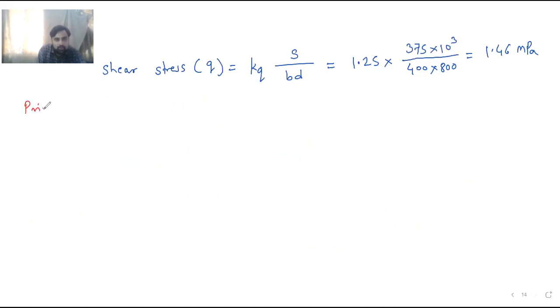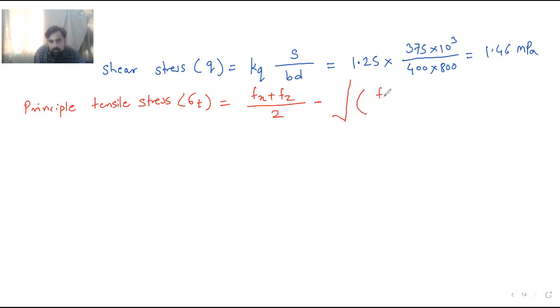Principal tensile stress, sigma t is equal to (fx plus fz) divided by 2 minus under root ((fx minus fz) by 2) whole square plus q square. So put the values and solve this.